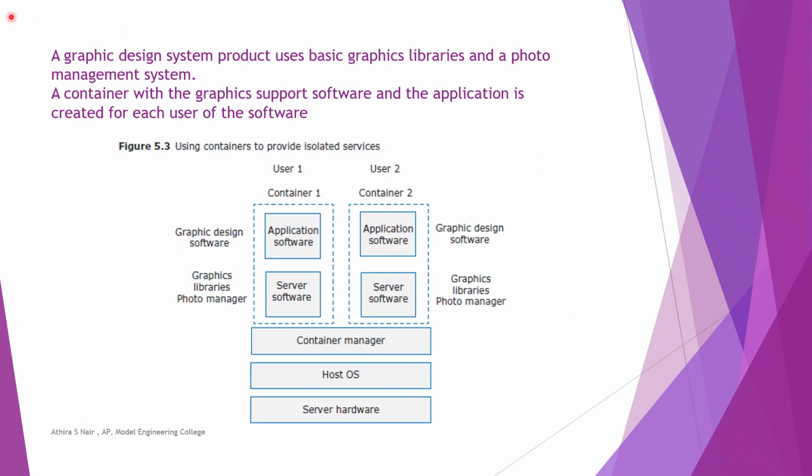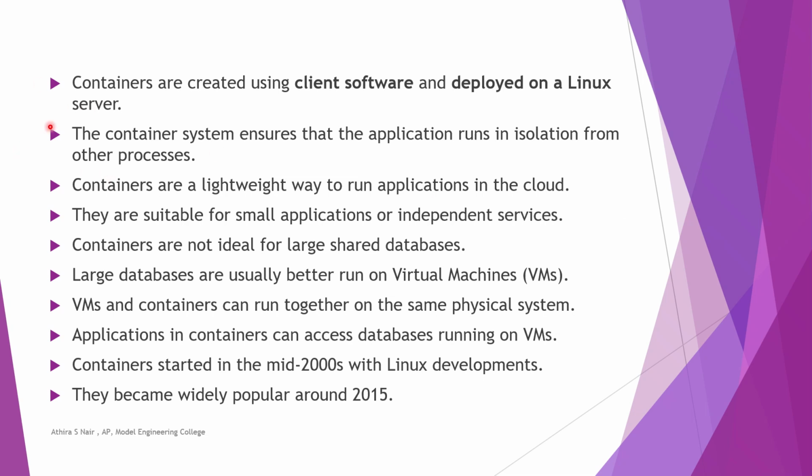In this figure, a graphic design system product uses basic graphics libraries and a photo management system. A container with the graphic support software and the application is created for each user of the software. To create and use a container, you use client software to create the container and to load software into that container. You then deploy the container that you have created onto a Linux server.